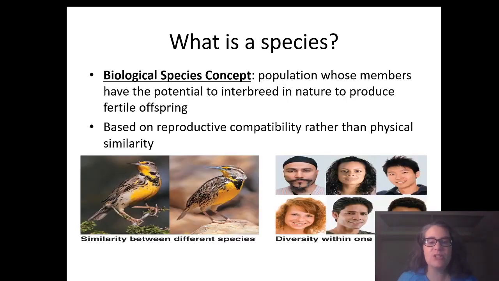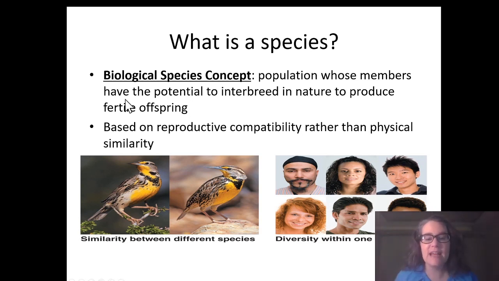In order to really understand macroevolution, that is evolution at or above the species level, you have to understand what a species is. And a species actually has three different components to it. A species is a population whose members can interbreed. They can do this in nature without the help of scientists, and they produce fertile offspring. So those are the three qualifiers to be of one species. Our species definition is based on reproductive capabilities and compatibilities versus physical appearance.